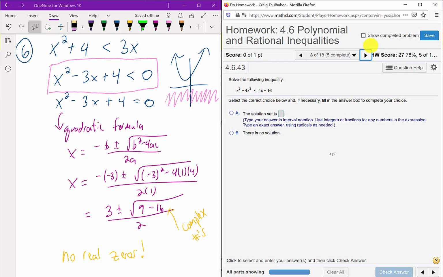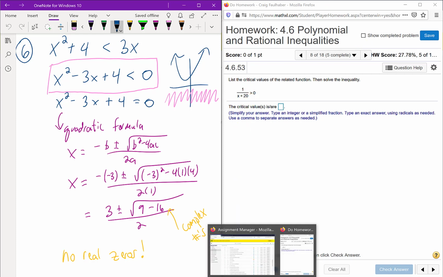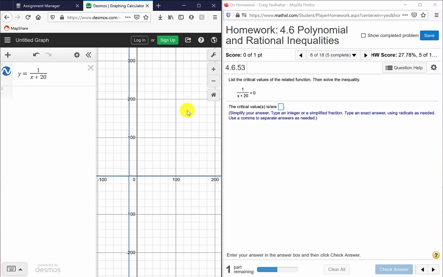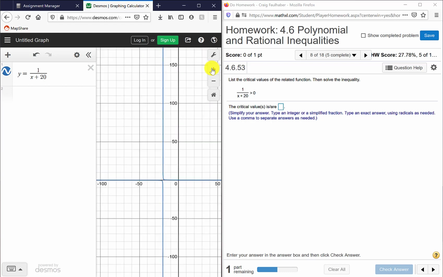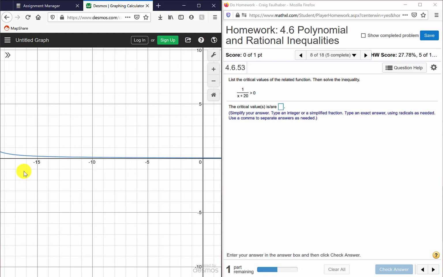I'm going to fast forward through to problem 8. And to do problem 8, I'm going to start referring you to Desmos or to your graphing calculator. If we graph y equals 1 over x plus 20, and I'm going to move this graph so we can see it a little bit better, you'll notice that what we get is a rational function. It actually has an asymptote you can see right here at negative 20. It's a vertical asymptote, which you would expect given that denominator. It also has a horizontal asymptote at y equals 0. Again, which you would expect given what we know about horizontal and vertical asymptotes.